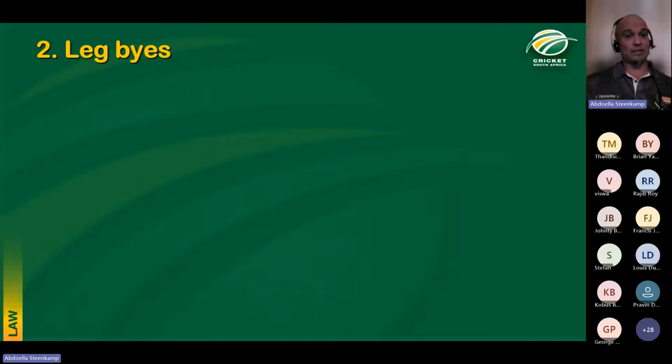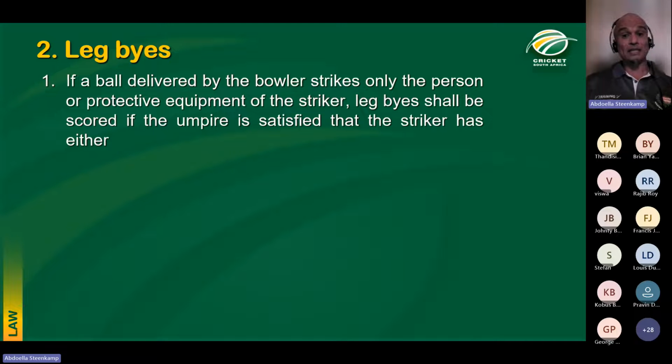So when it comes to leg byes, now we know the criteria for when we give byes. What is the criteria when we give leg byes? The definition is, the ball strikes the person or protective equipment of the striker. Leg byes are only to be scored if two conditions are met. In this case, the ball is not touching the bat, it touches the person or protective equipment of the striker.